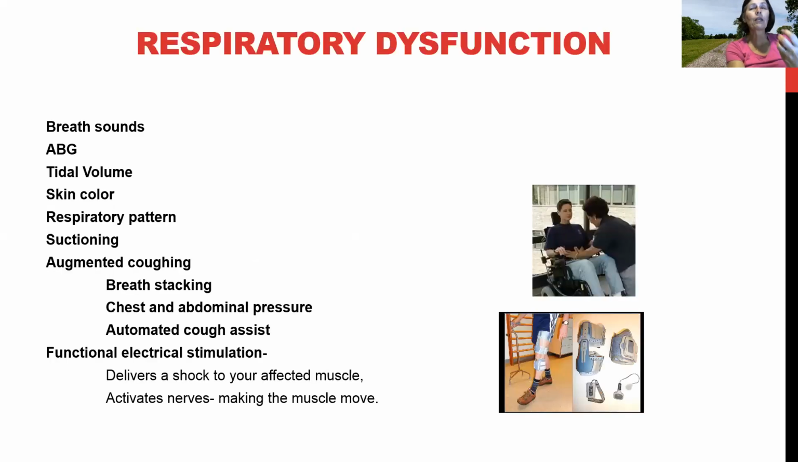So if the patient's having respiratory difficulty when they present in your ER or on your floor, then we're going to check breath sounds, make sure they have bilateral breath sounds, get their ABGs, make sure we measured, done bedside pulmonary function testing, get a good tidal volume measurement so we know what their average tidal volume is. See how their skin color is. Are they breathing enough to keep from being blue? Do they have an unusual respiratory pattern?